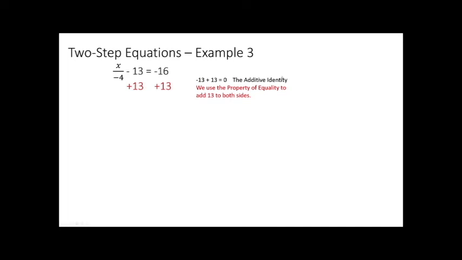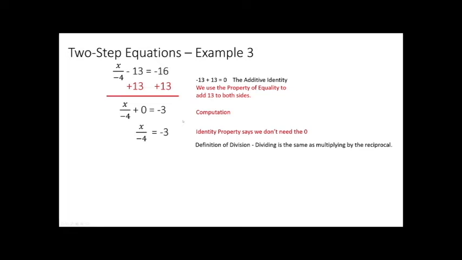Notice once again, same typo. We underline that. -13 plus 13 is 0. -16 plus 13 is -3. There's your computation. Property of equality, computation. We don't need the plus 0, so we use the identity property. That's the additive identity. Since this is times -1/4 or divided by -4, the easiest way to get rid of that is to turn it into a 1.